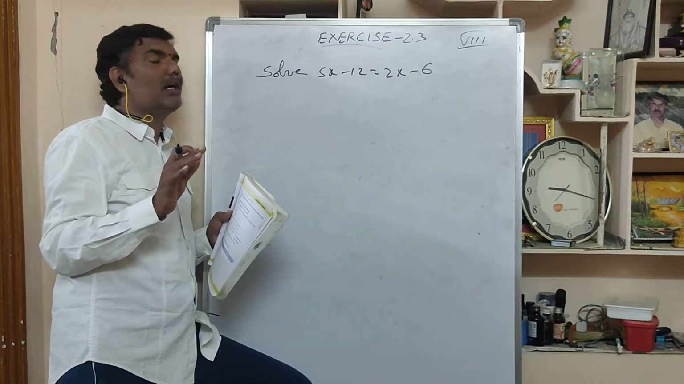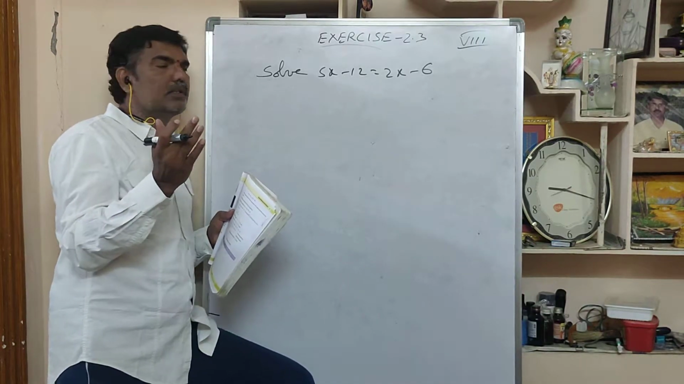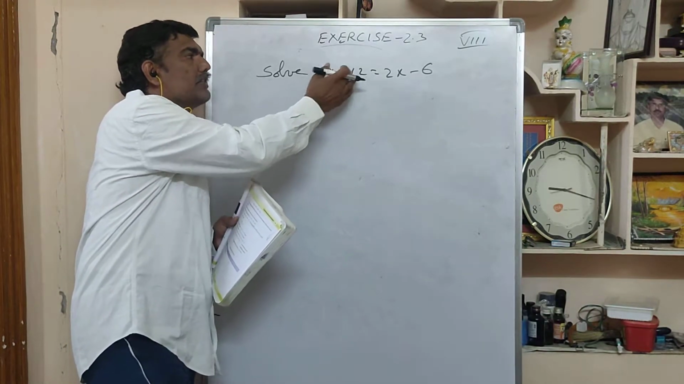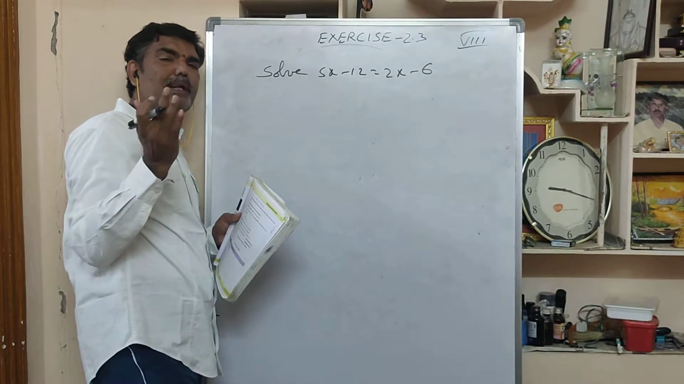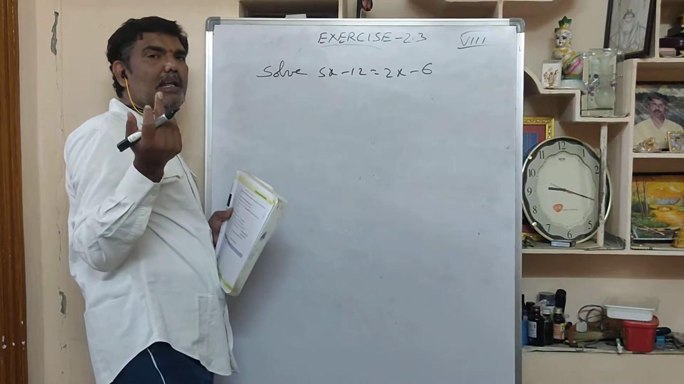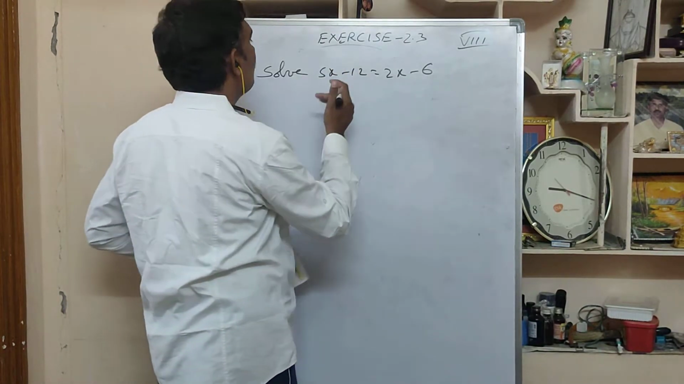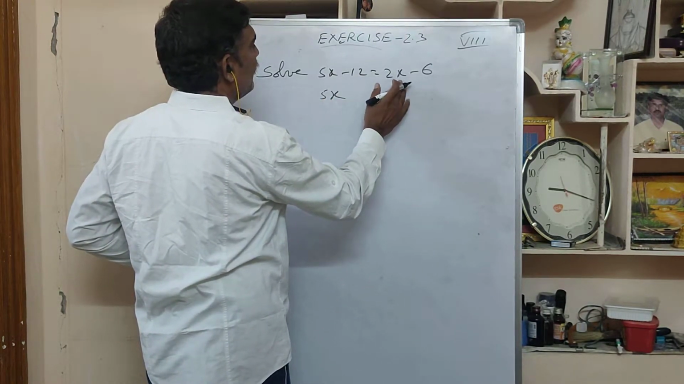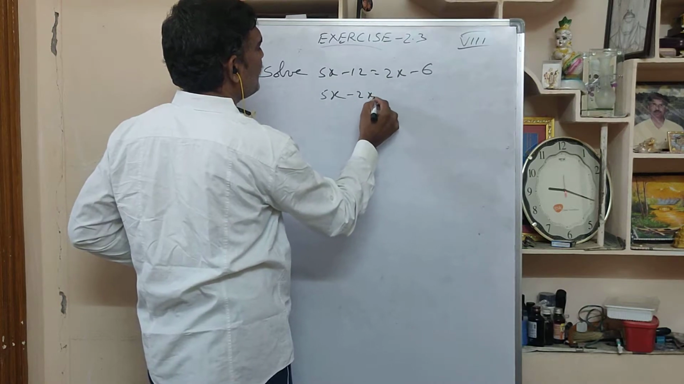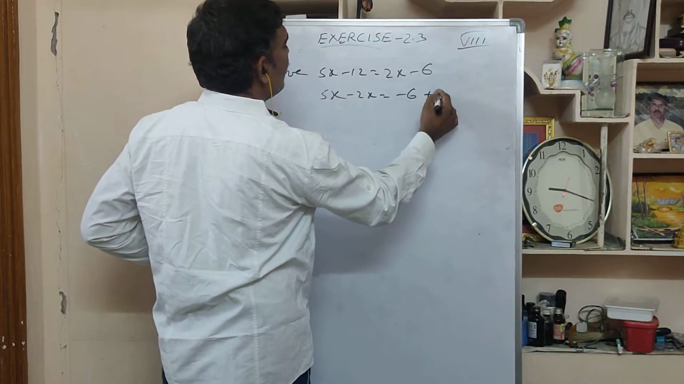Same here, what you have to do is separate like terms and unlike terms. Here 12 and 5x are both unlike terms. So you have to bring like terms to one side. Here 5x and 2x are there, so bring 2x to the left side, minus 2x. Here minus 6 is already there, bring minus 12 to here, plus 12.